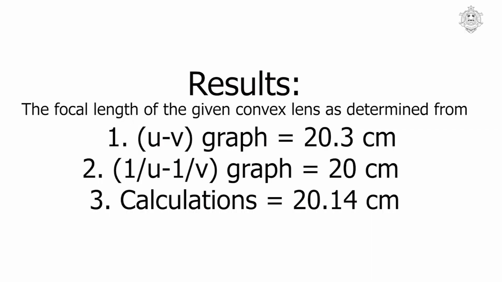So the results will be: the focal length of the given convex lens determined by the UV graph is this centimeter, from the 1 by U and 1 by V graph is 20 point this centimeter, and from calculation it comes to be 20.14 centimeter. So these are the three results calculated, one from theory, the other two from your graphs. Okay, so this is your final result.